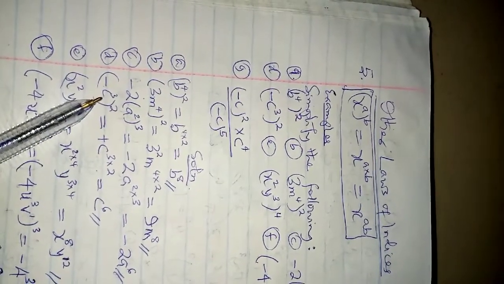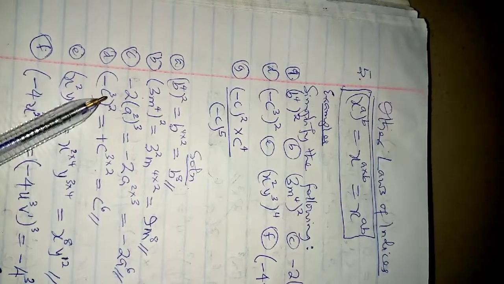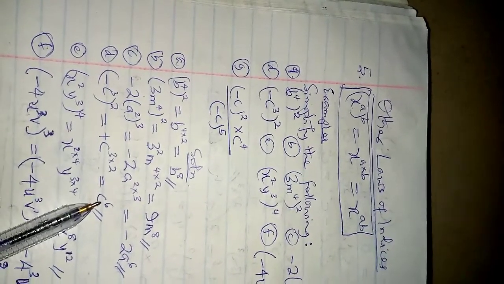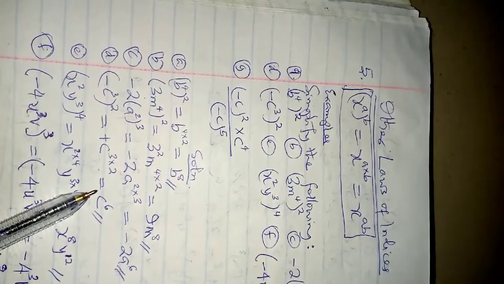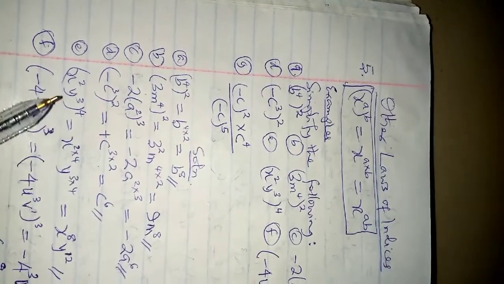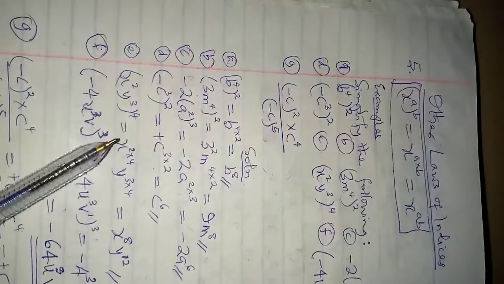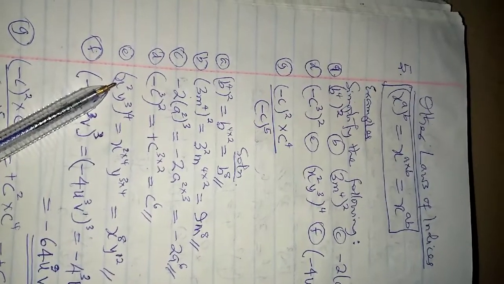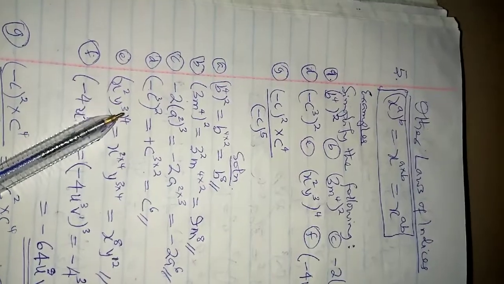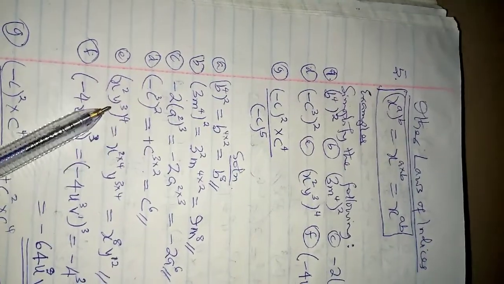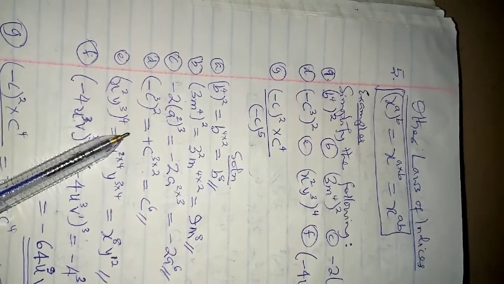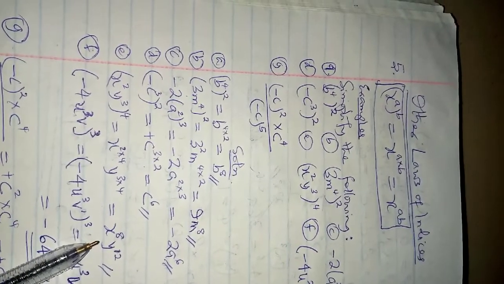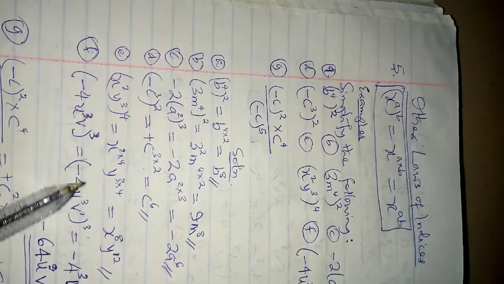Applying your law now, c raised to power 3 raised to power 2 becomes c raised to power 3 times 2, which is c raised to power 6. The plus is still here, no need to show it. Here, everything inside the bracket will be affected. So this will become x raised to power 2 times 4, applying your law, y raised to power 3 times 4. So that your final answer becomes x raised to power 8, y raised to power 12.